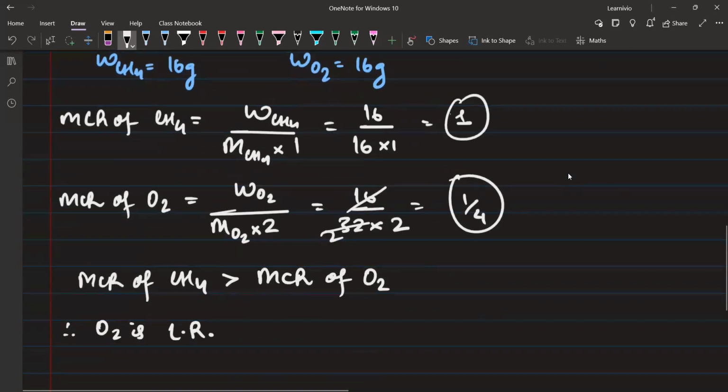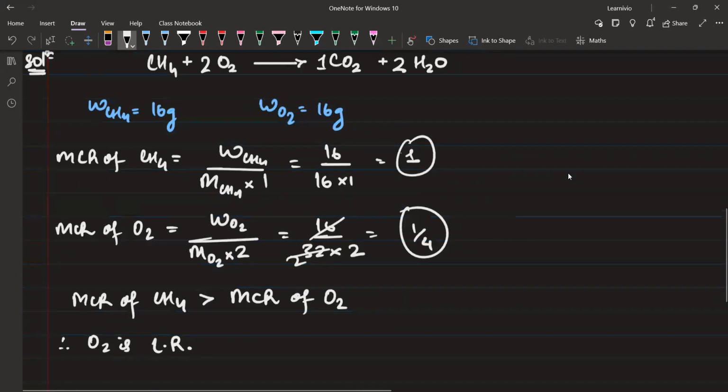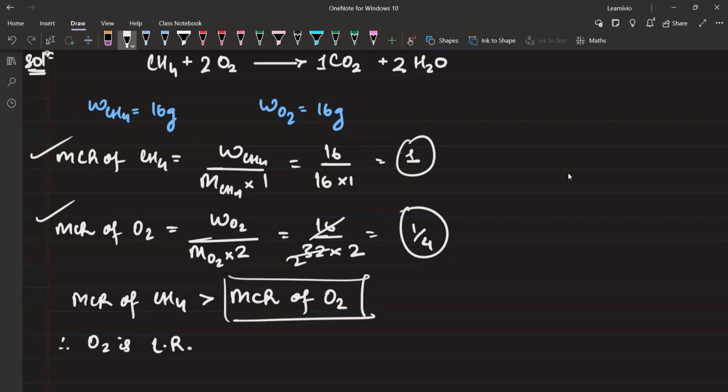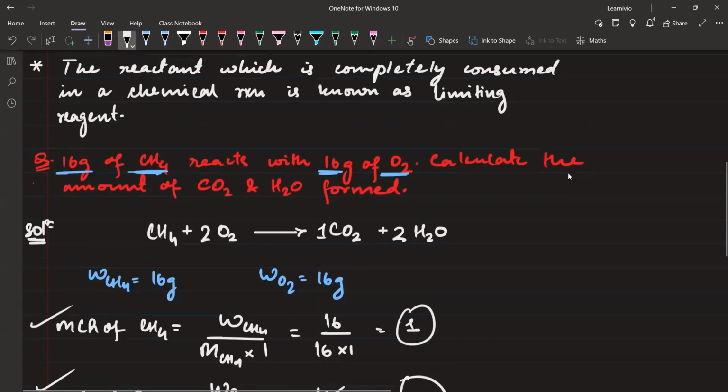Yes, sir. ठीक है? ठीक है, steps देखते रहिए, steps देखते रहिए. I mean, you just need to apply these steps only. MCR of first reactant, MCR of second reactant. If we had third reactant, we will calculate the MCR of third reactant. Then we compare the values of MCR. Then we determine the limiting reagent. How? The MCR of species which has the least value is going to be the limiting reagent. उसके बाद हम क्या लिखेंगे? Now we need to calculate the amount of CO2 and H2O.